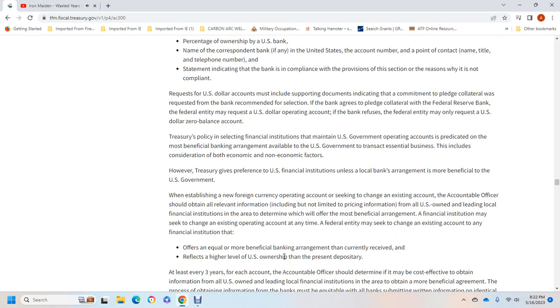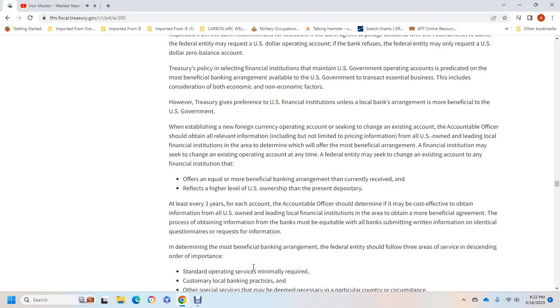When establishing a new foreign currency operating account, or seeking to change an existing account, the accountable officer shall obtain relevant information, including but not limited to pricing information, from U.S.-owned and leading local financial institutions to determine which offers the most beneficial arrangement. The federal entity may seek to change the existing account at any time to any financial institution that offers an equal or more beneficial banking arrangement than it currently receives, or that reflects a higher level of U.S. ownership than the present depository. After at least 3 years, the accountable officer shall determine if it is most cost-effective to obtain the information.